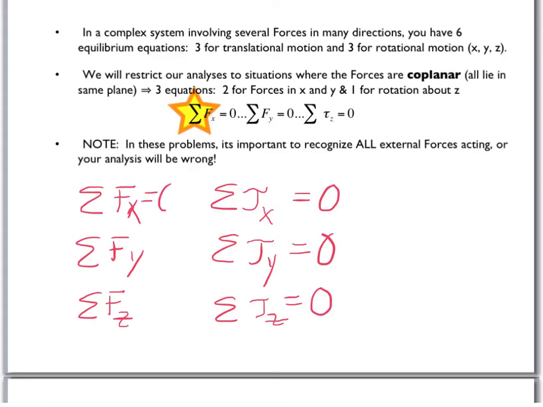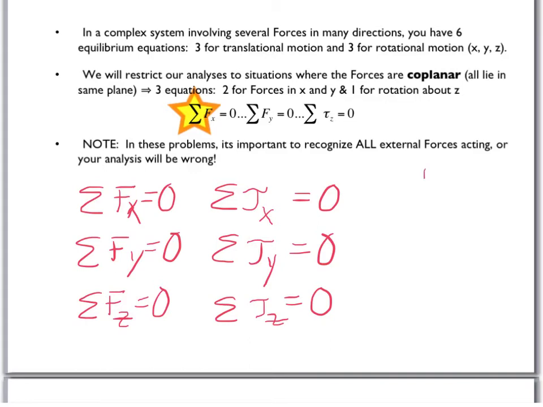Now, when we look at these 6 equations, all having to equal 0, and you think about setting up 6 different equations to solve a single problem, it does seem a bit excessive. That's how it would work if you were working in all 3 dimensions. But what we're going to do to simplify our work a little bit is we're going to restrict our analyses to situations where the forces are coplanar, meaning that they all lie in the same plane.